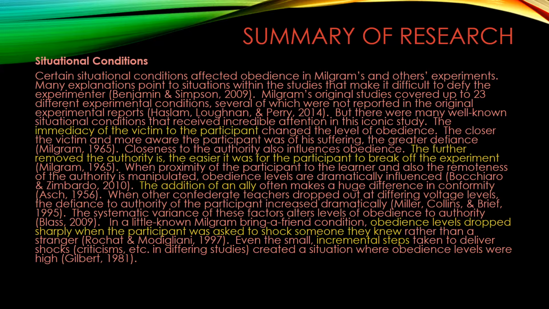Many situational conditions can affect obedience levels. The immediacy of the victim to the participant influences his obedience. The closer the victim is to the participant, the greater the disobedience. The further removed the authority is from the participant, the easier it is for him to break free of the experiment. The addition of an ally changes obedience levels. When one ally drops out of the experiment, the defiance of the participant increases. Obedience levels drop sharply when a participant is asked to shock someone he knows. And the incremental steps taken to deliver shocks creates a situation where obedience levels are higher.